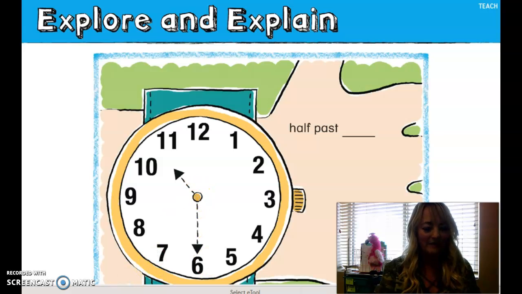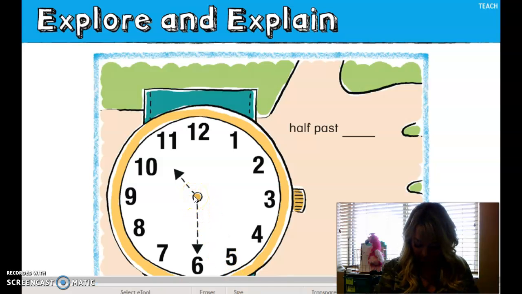So in red, you would trace the hour hand, and in blue, you trace the minute hand, and it is half past, between the 10 and 11. You go for the lesser time, which is 10, so we would say, oh, it's half past 10, or another way to say that is 10:30.